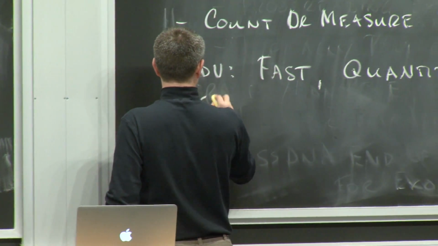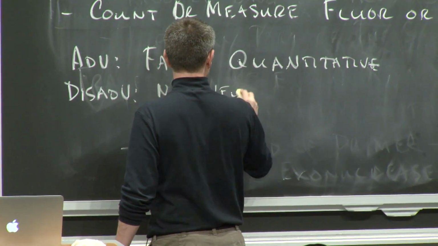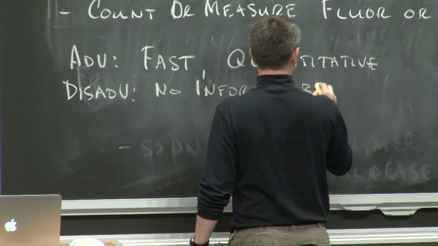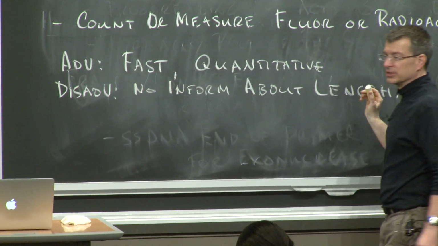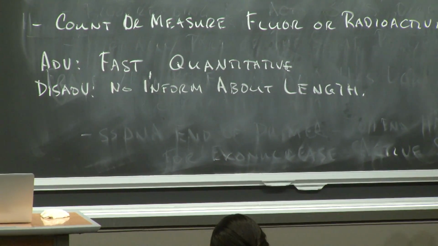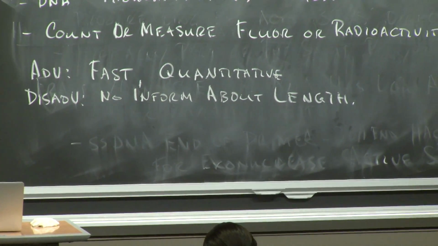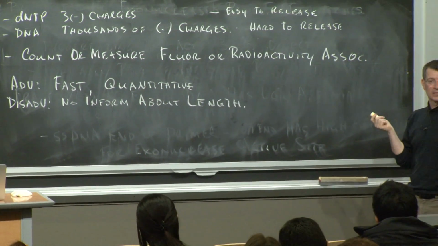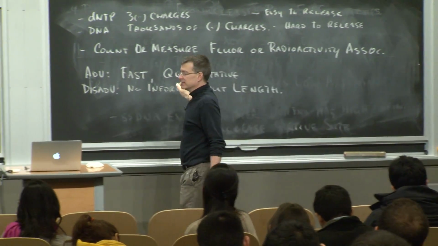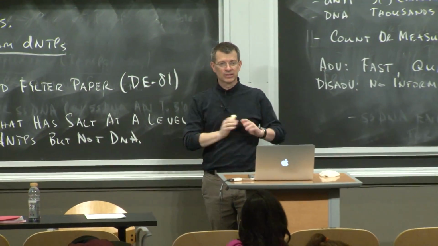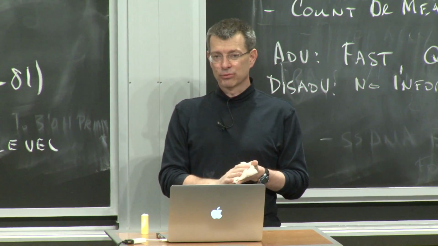The disadvantage, which you may have figured out by now, is there's no information about length. You would see exactly the same result in this assay if you made 1,000 10 base pair extensions or if you made 10,000 base pair extensions. No way to tell the difference by this assay. Everybody understand that? You're just counting how many nucleotides are incorporated. You can't tell what the nature of the product is.